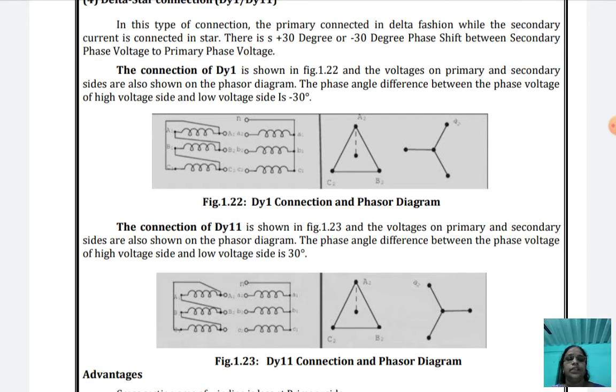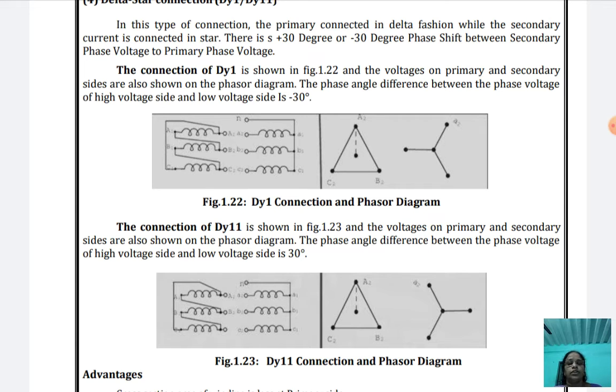And then the next one is the Dy11 connection. The Dy11 is the plus 30 degree lead only. Now you see the primary is also delta, and the secondary is the star connection. You compare both diagrams. The primary is always in the same position, never changed. The shifting is only on the secondary side. So the first one is the 1 o'clock position, that is the minus 30 degree.